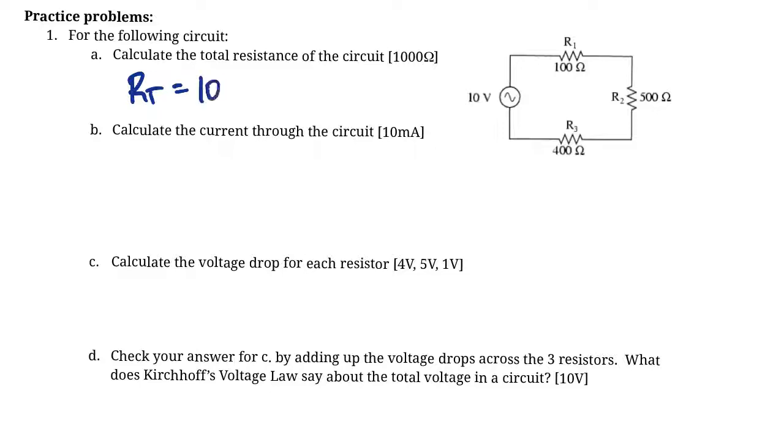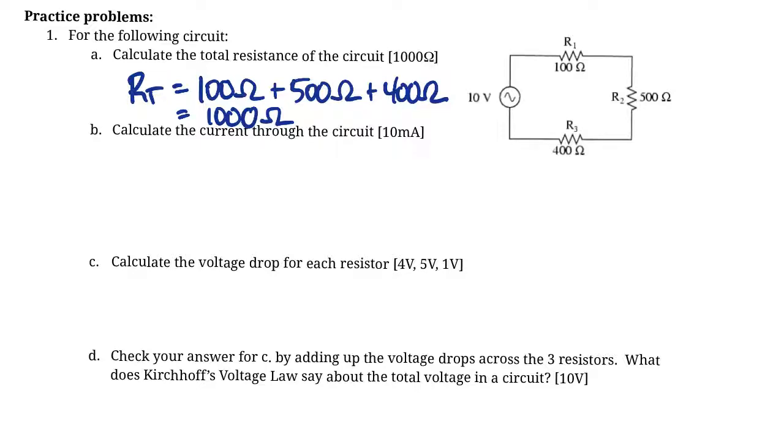So it's going to be 100 ohms plus 500 ohms plus 400 ohms, which gives us a total of 1,000 ohms. Okay, so that's good. That's the total resistance of our circuit.